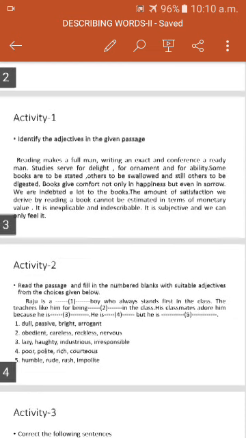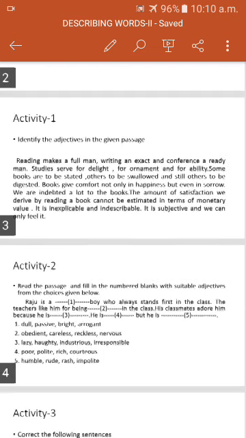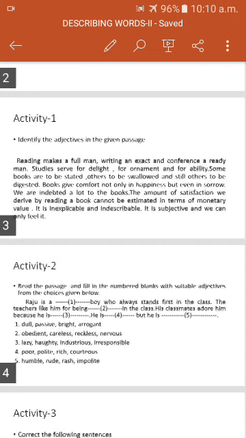It is inexplicable and indescribable. It is subjective, we can only feel it. I read the passage again. Note down the adjectives. Reading makes a full man. Writing an exact and conference a ready man. Conference means speaking, analyzing.